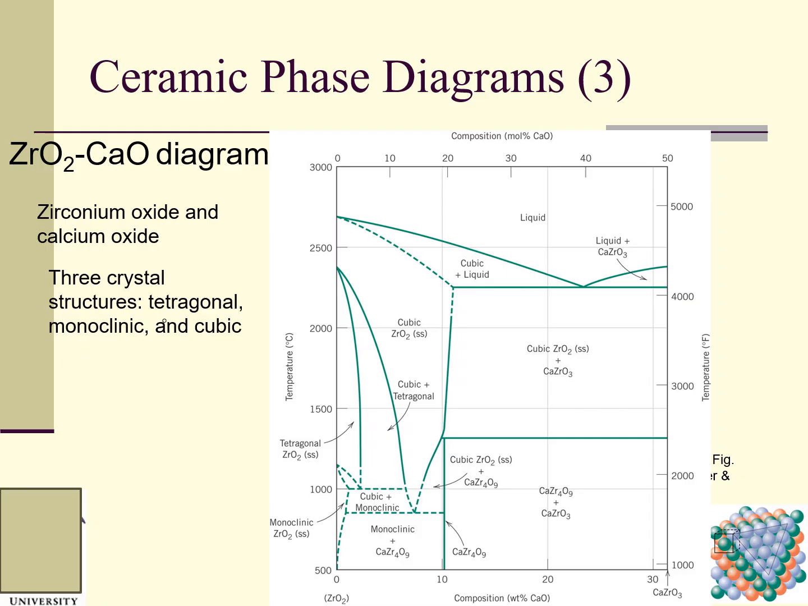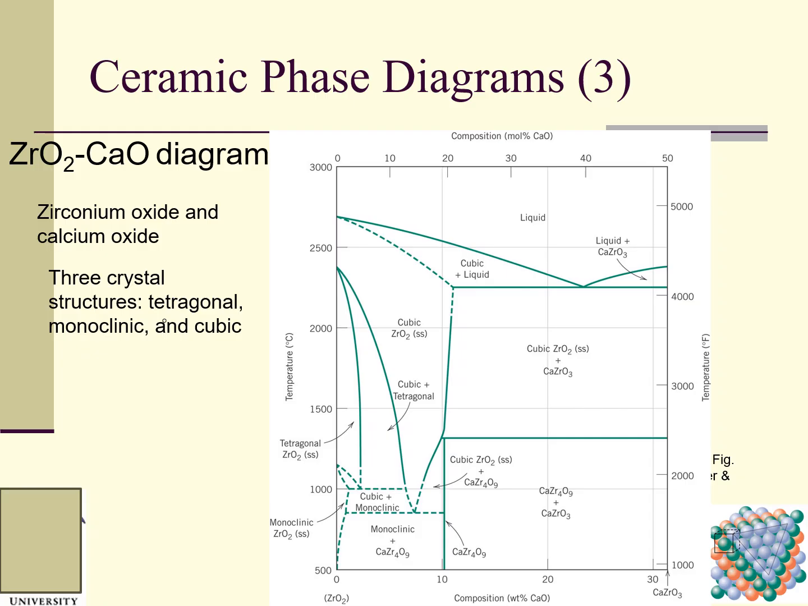Then we talk about the zirconium oxide and calcium oxide diagram. They are more complicated. I just show you guys. And we have three crystal structures: tetragonal, monoclinic, and cubic. So this is more complicated. This is still liquid, okay? So this liquid is another liquid, and cubic plus liquid, plus calcium zirconium oxide. And you can see this is a tetragonal zirconium oxide solid solution.